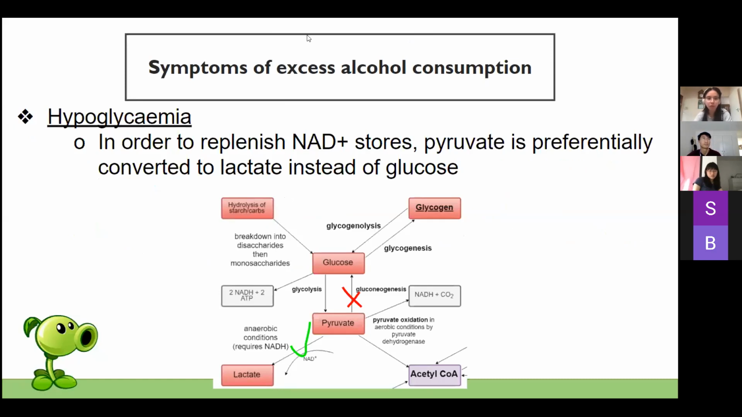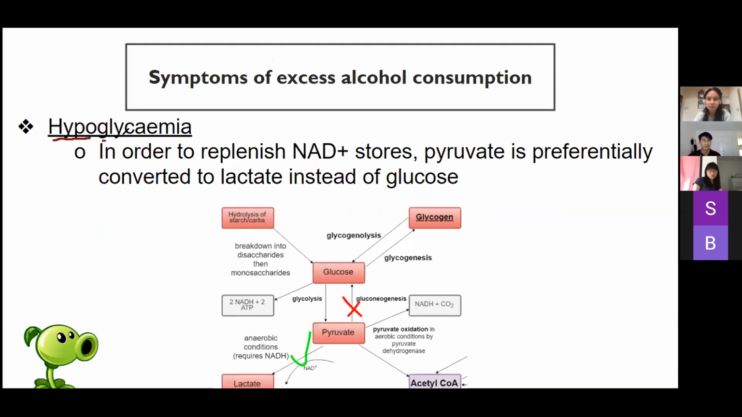This is another symptom of alcohol consumption, so hypoglycemia. Hypo means low, and glycemia means glucose, so low blood glucose levels. The reason why that occurs is because we have pyruvate here, right? And you can recall me saying before that we want to undergo this pathway, so pyruvate to lactic acid to produce NAD+, right? But if all our pyruvate is going through this pathway, there's not enough pyruvate going through this pathway, right? So there's more anaerobic respiration, but there's less gluconeogenesis.